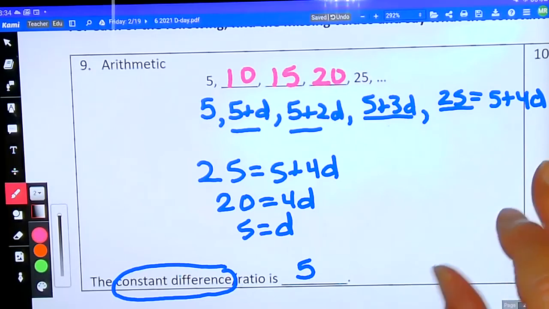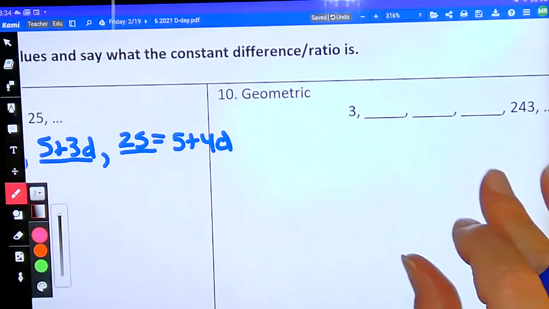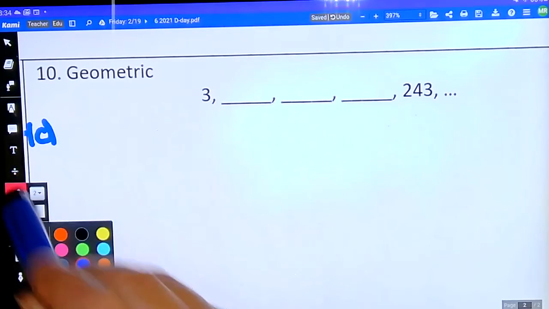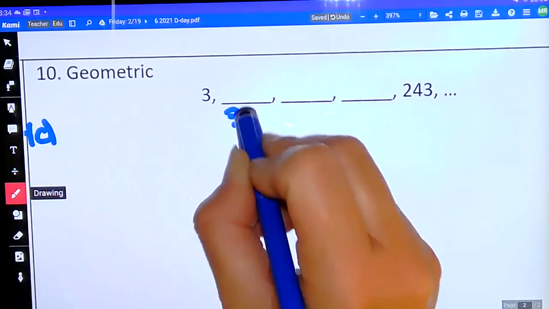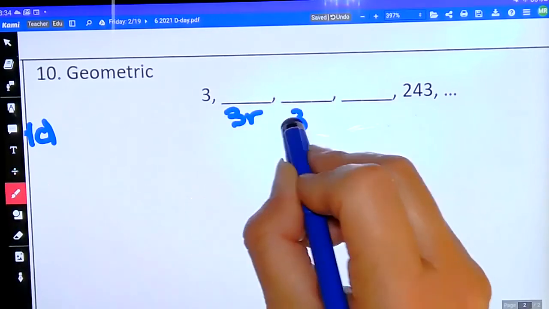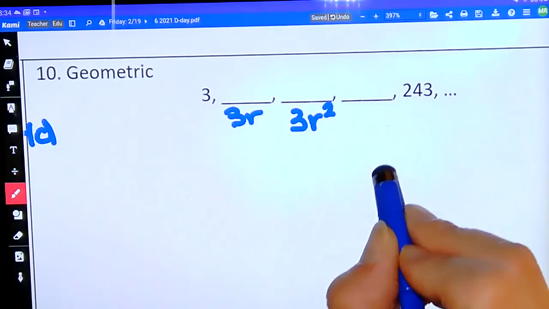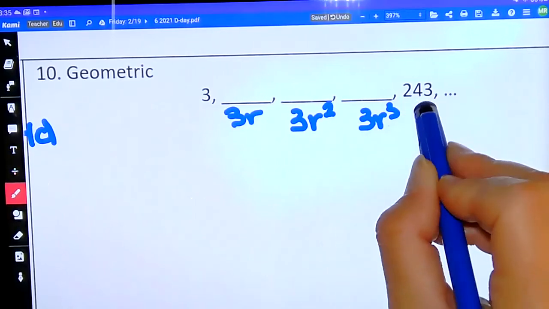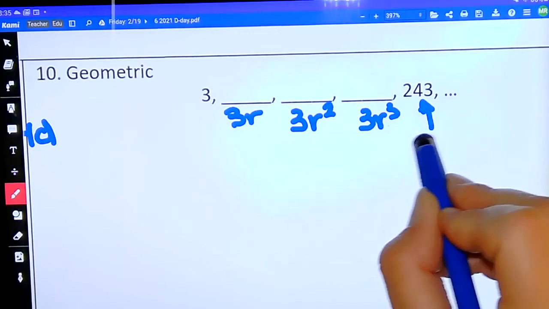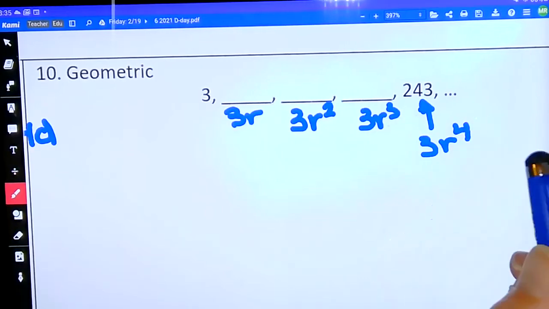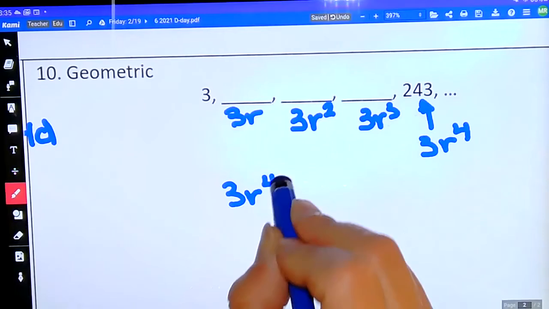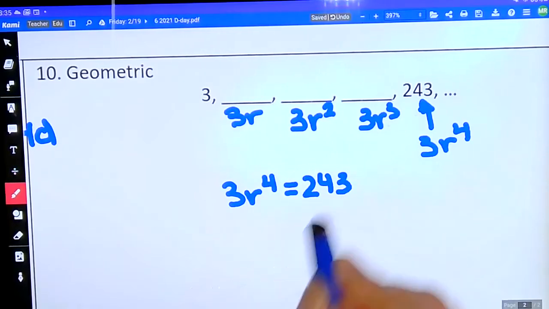On number 10, this time it's geometric. So for this one, this is going to be 3 times r. This is 3 times r squared. This one's 3 times r cubed. And then this one here is 3 times r to the 4th. This is going to be my equation: 3r to the 4th equals 243. And I'm going to solve.